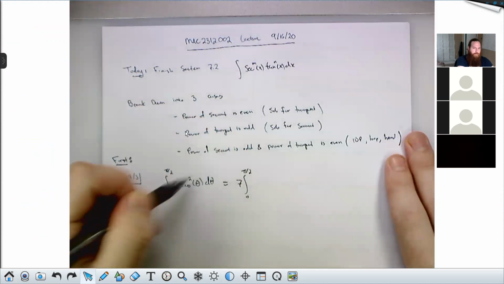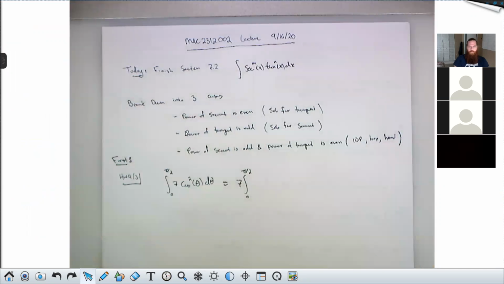Does anybody remember the procedure for even powers? If both the powers are even, and here the power of sine is 0, which is even, the power of cosine is 2, which is even, so here both powers of sine and cosine are even, what do we do in that instance? Who remembers?